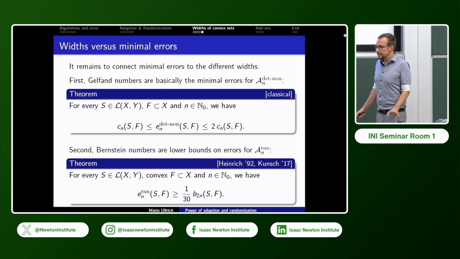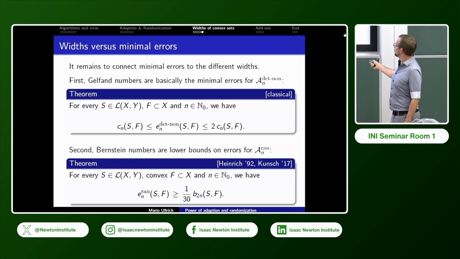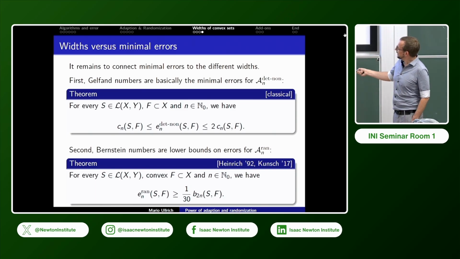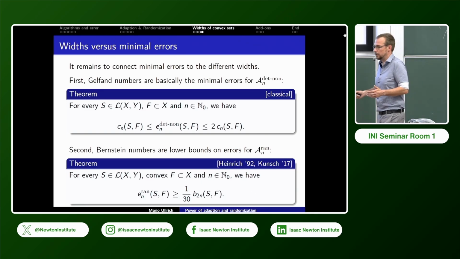And which was not so obvious for a while. There were some preliminary results of Stefan Heinrich, but they were not so powerful. But this was proven by Robert Kunsch in 2017, is that the Bernstein numbers, which could be much smaller, are indeed a lower bound for the error of the best randomized adaptive algorithm. Okay? So once you know the Bernstein numbers, that's an ultimate benchmark. That's an ultimate lower bound for everything that I presented to be an algorithm. You might have a different concept. Please let me know if you have a concept of algorithm that differs from mine substantially.